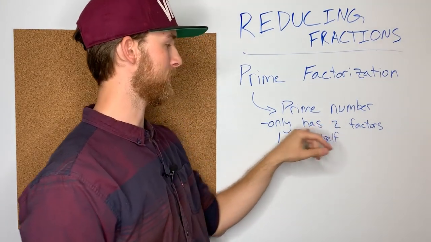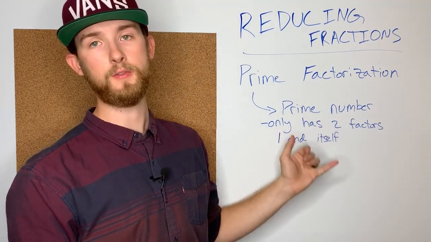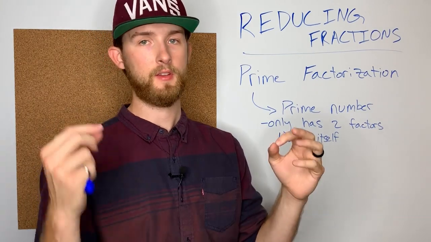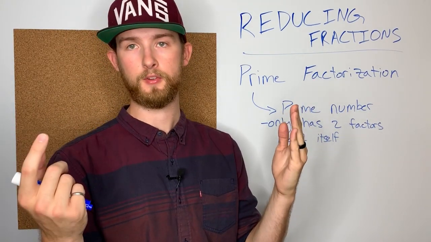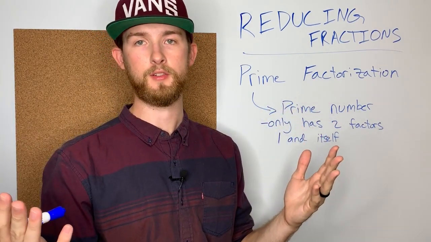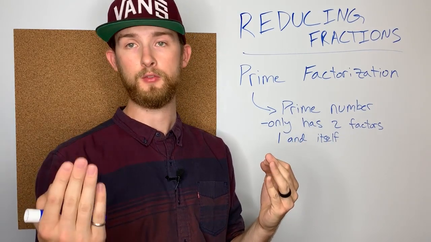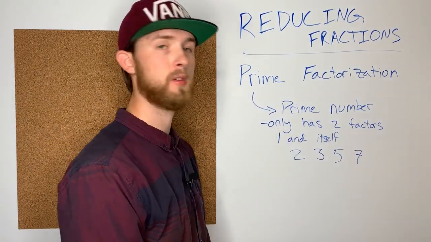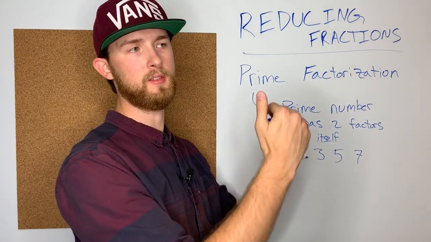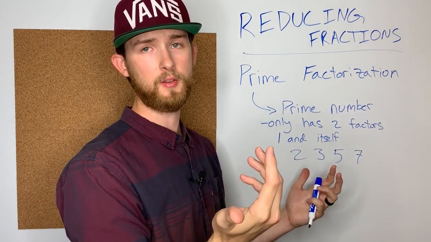Basically, a prime number is a number that has only two factors, 1 and itself. If you take the number 2, for example, there's no other combination of numbers that multiply together to give you 2 other than 1 and 2. So we're going to use these key concepts to reduce fractions. I'll give you some examples real quick.